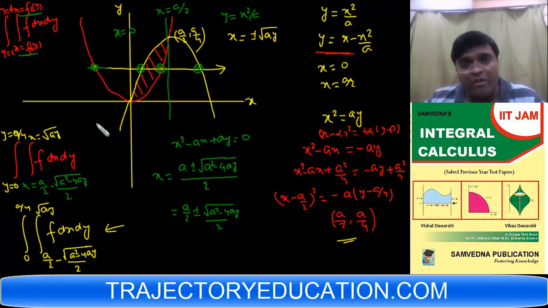So whenever you are asked to change the order, the first thing you do is get the bounding curves, plot these curves, get the domain of integration, and from the domain of integration you can get the limits in any order. You can get the limits from this domain for this integral, and for the integral given in the question. So the most important thing is that you have to plot the domain of integration.